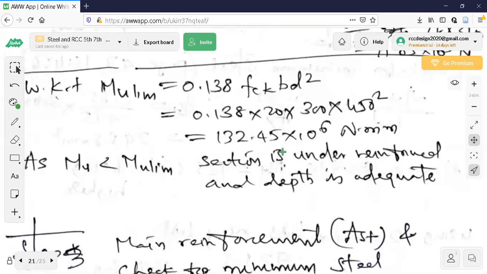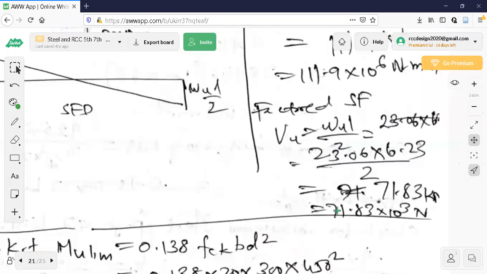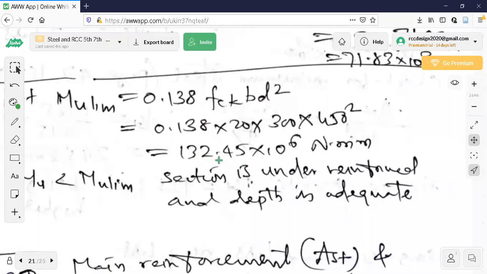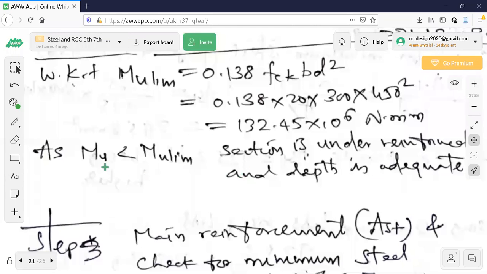How do you decide whether the section is under reinforced or over reinforced here? You don't have to calculate XU limit and all in the design. Just compare this one with the bending moment. See this. 111.9 into 10 raised to 6 is the factored bending moment, whereas MU limit is this. So MU limit is more. You can see as MU is less than MU limit, the section is under reinforced.